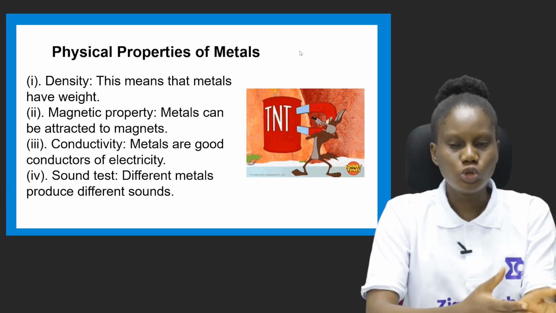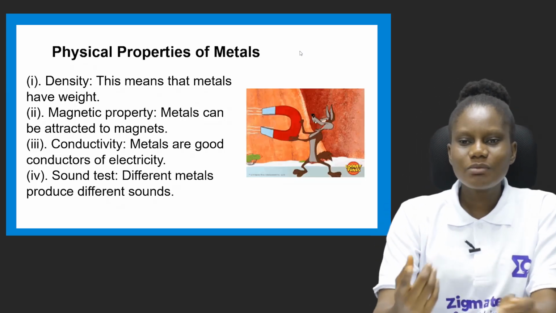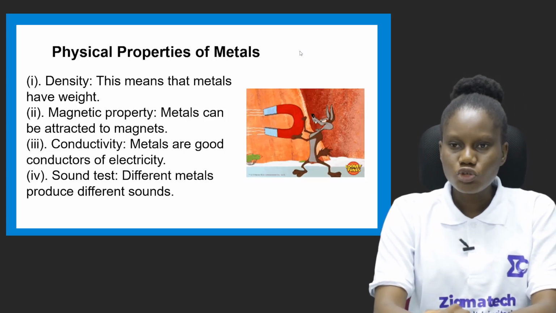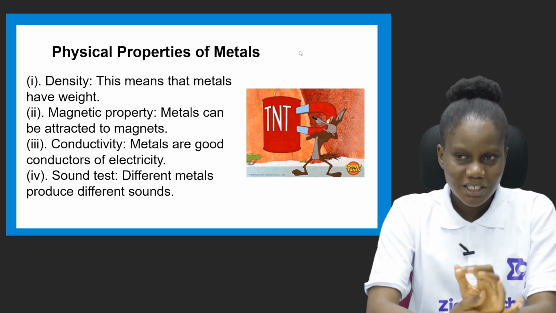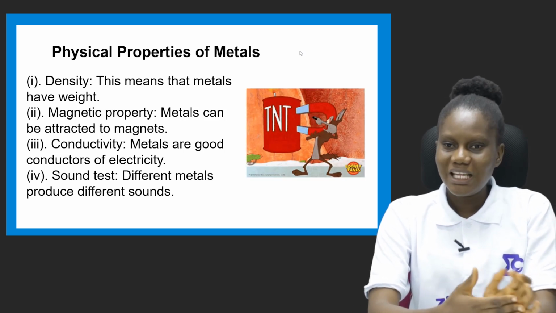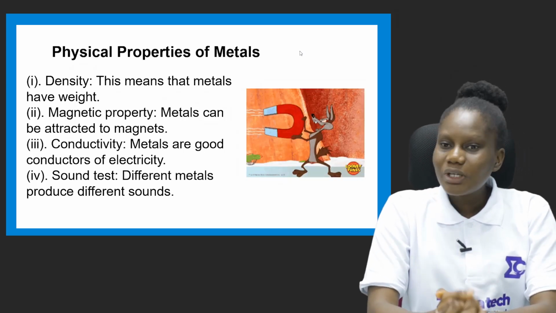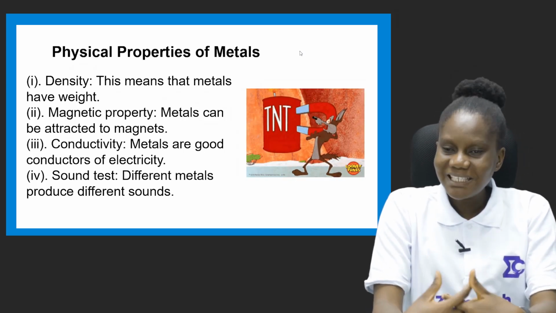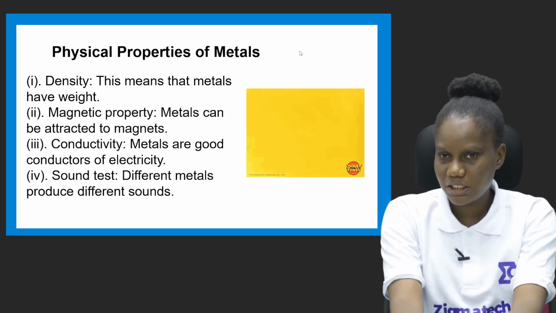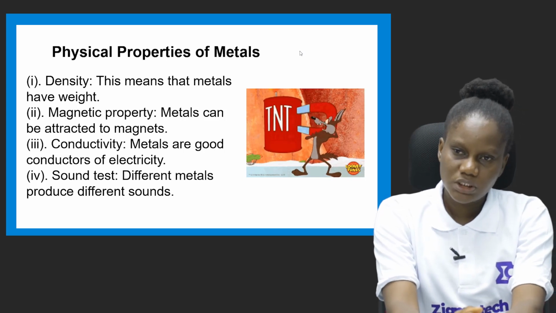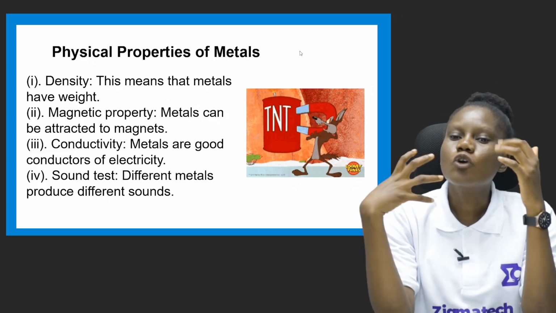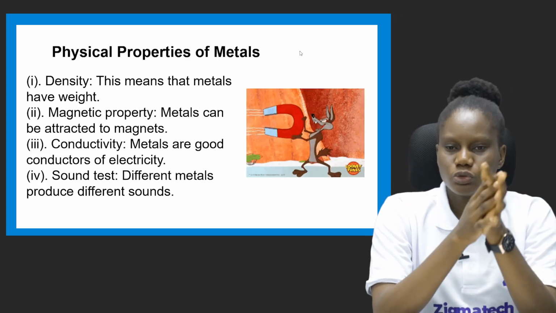Number three is conductivity. I said something earlier: do all metals conduct electricity? Not all metals conduct electricity. So you will know that it is not all metals. Metals are good conductors of electricity, but not all metals can conduct electricity. Conductivity is another physical property of metals. They are good conductors of electricity.